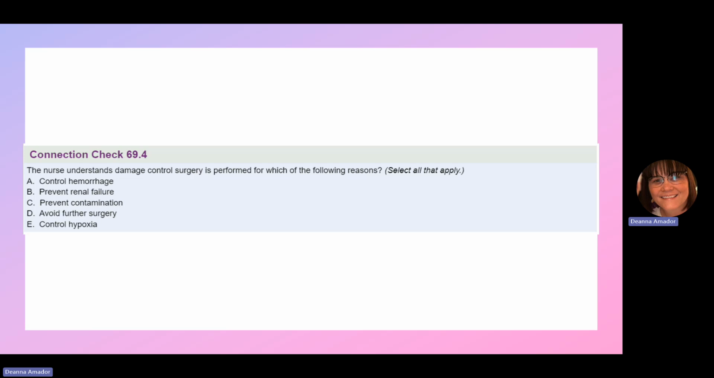So damage control surgery is done to control bleeding, prevent contamination, and perform temporary wound closure as necessary. The patient is then treated in the ICU to correct any physiological abnormalities before further treatment or surgery is done. So you can read the rest of that in your speaker notes.